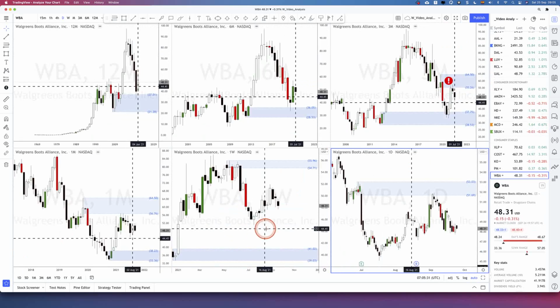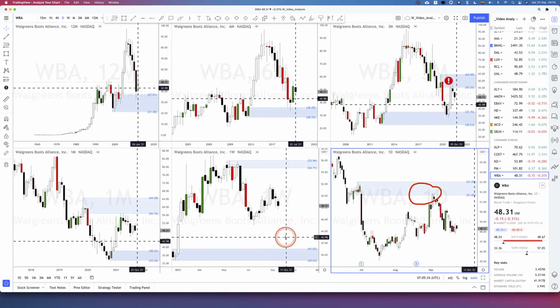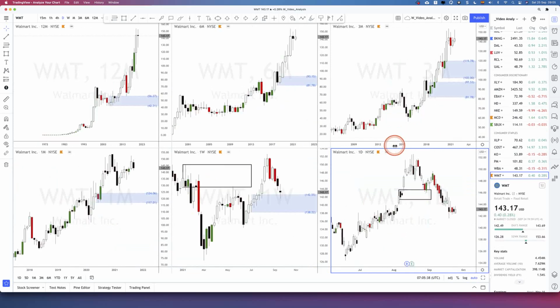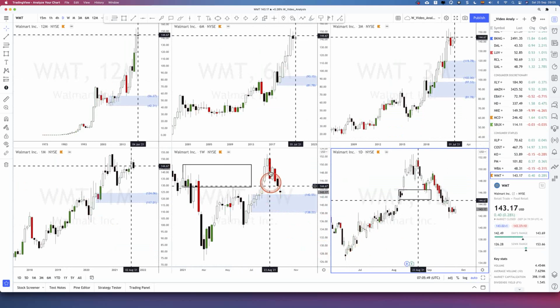WBA, Walgreens, we have daily supply in control, very strong, with monthly supply in control and 3 months supply in control, no longs. Walmart, weekly demand level has been reached in a weekly uptrend, so longs will be possible probably soon. Will probably start reacting pretty strong.